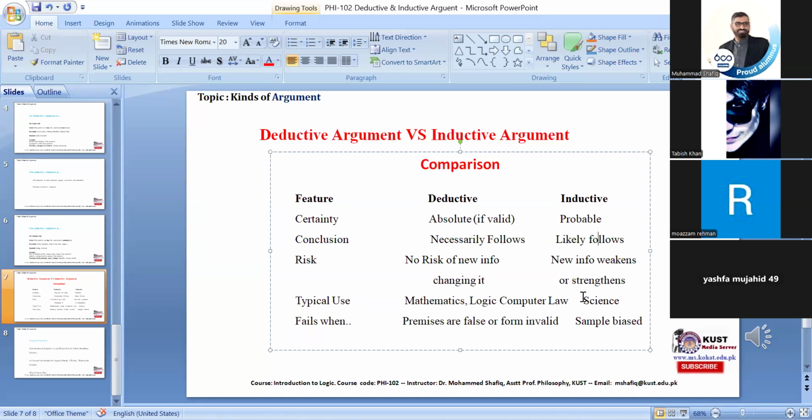Natural sciences conduct different experiments individually and then compose a general principle. So science basically uses the inductive method. Induction means collecting different facts.